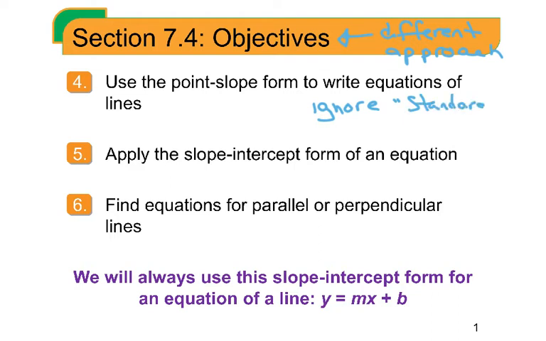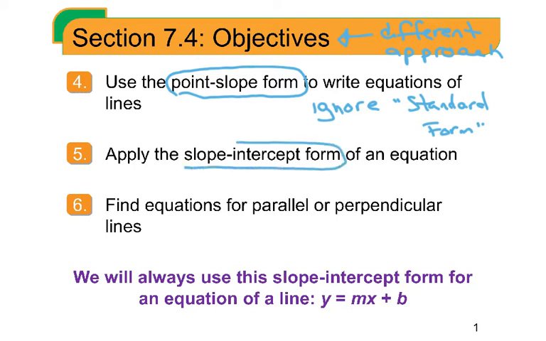We don't really need the standard form of the equation of a line. So we're going to use this special way to find the equation of a line, called the point slope form. And we'll use the slope intercept form. We'll do it that way. And we will also talk about parallel and perpendicular lines.